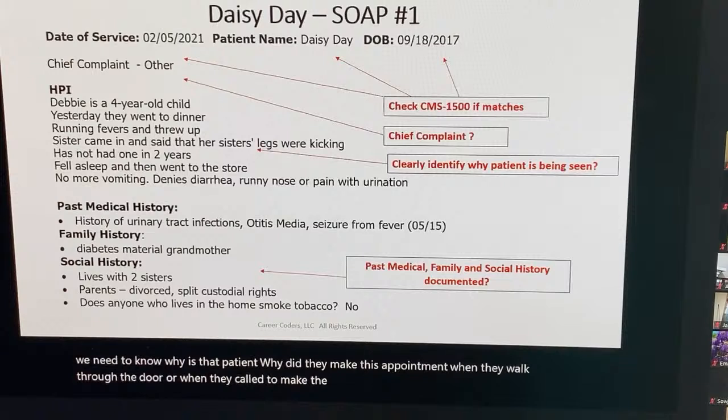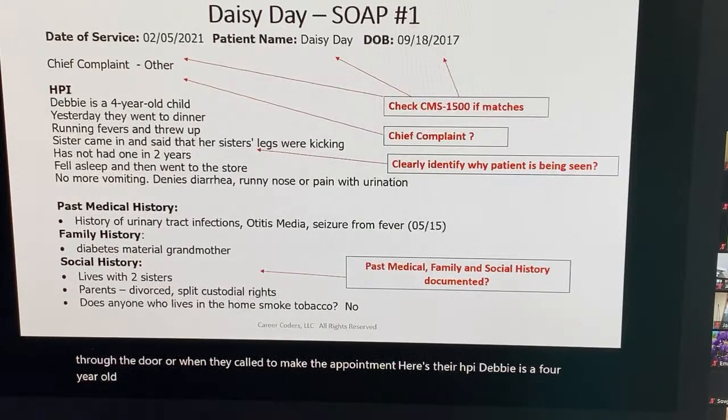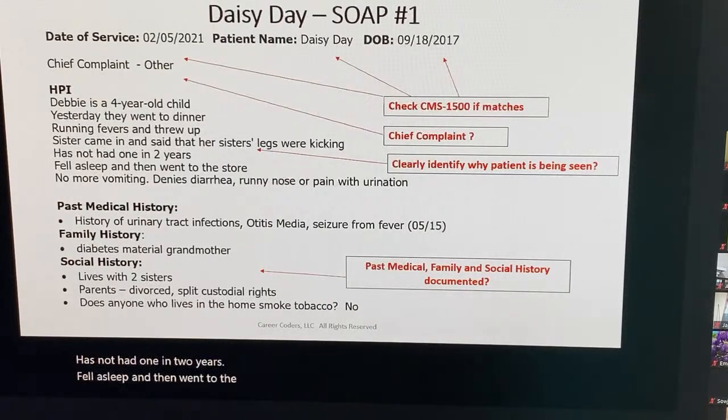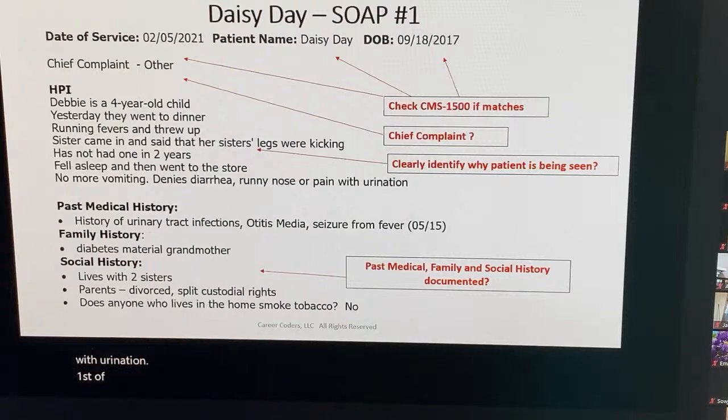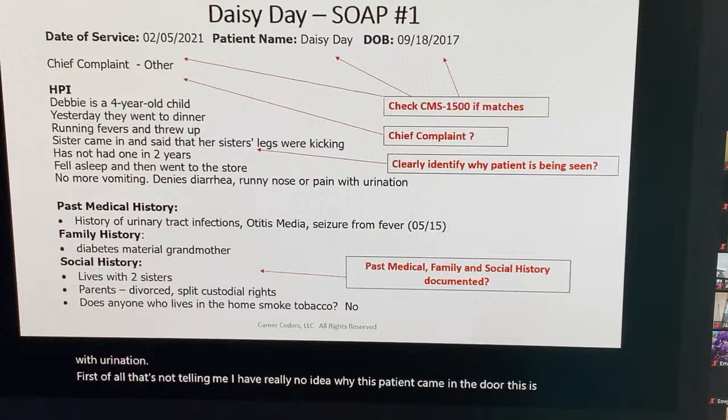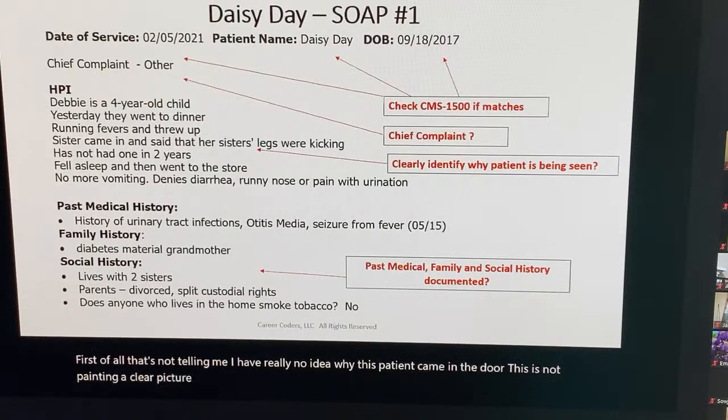Here's their HPI. Debbie's a 4-year-old child. Running fevers, threw up. Sister came in and said her sister's legs were kicking, has not had one in 2 years. Fell asleep and then went to the store. No more vomiting, denies diarrhea, runny nose, pain with urination. Well, first of all, that's not telling me. I have really no idea why this patient came in the door. This is not painting a clear picture of why this patient made an appointment.